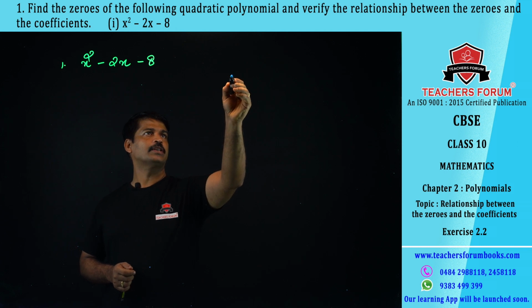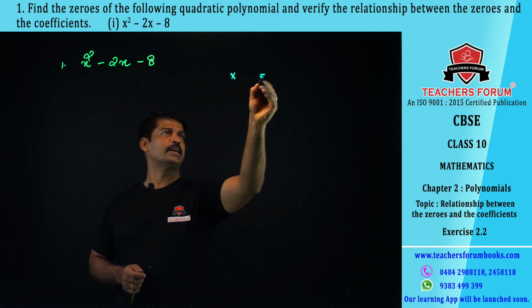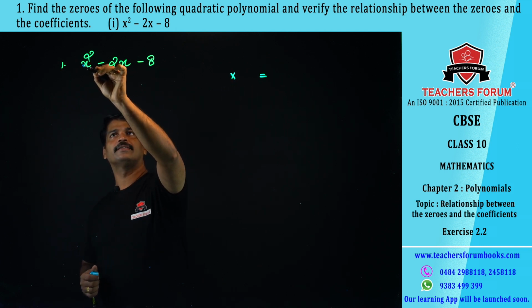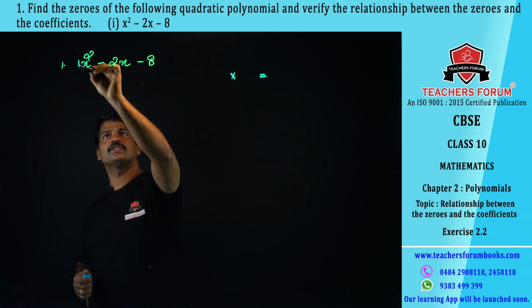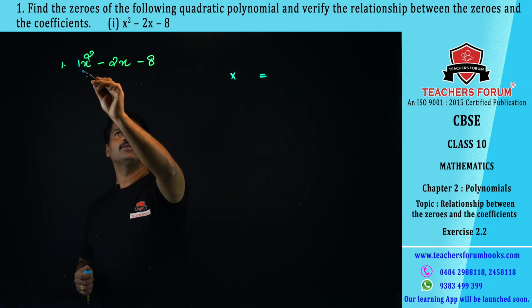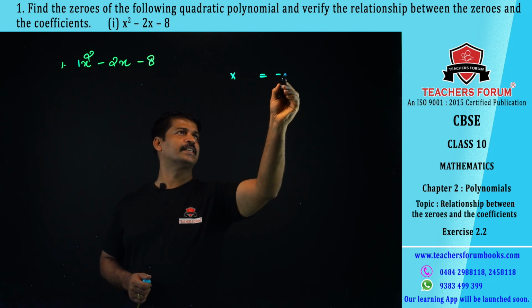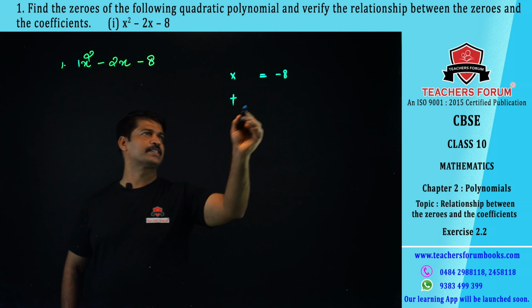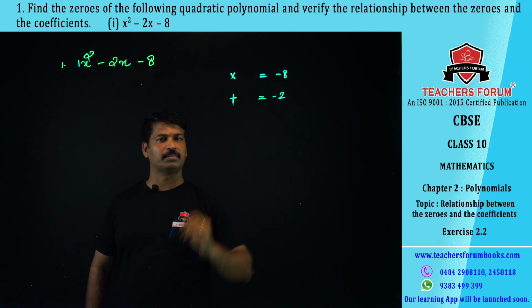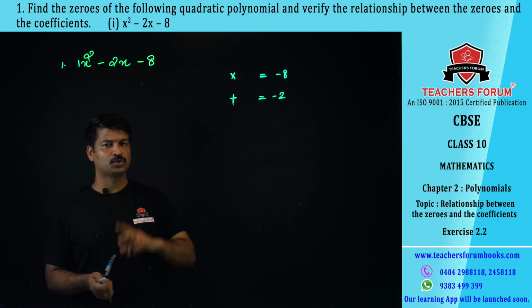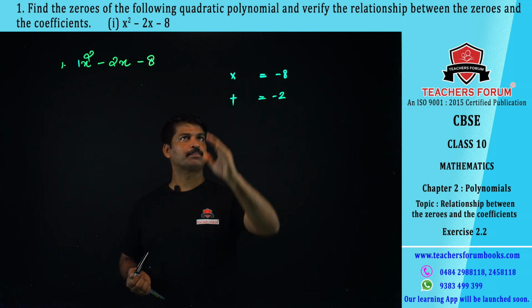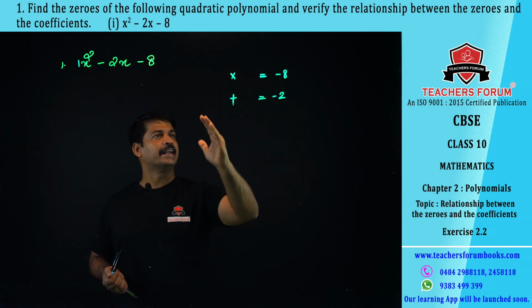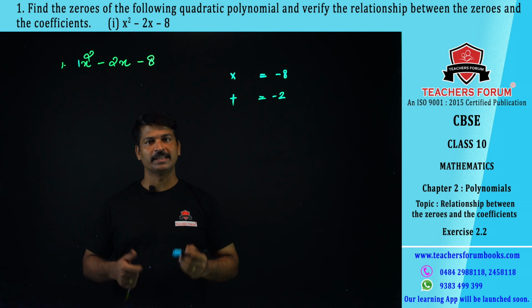Okay. Now can you tell me what you should get when you multiply here? Here the coefficient of x square is 1. So when you multiply, you should get 1 into minus 8, that is minus 8. And when you add, you should get the coefficient of x, that is minus 2. You have to find two numbers such that their product should be minus 8 and the sum should be minus 2. Can you tell me the numbers?